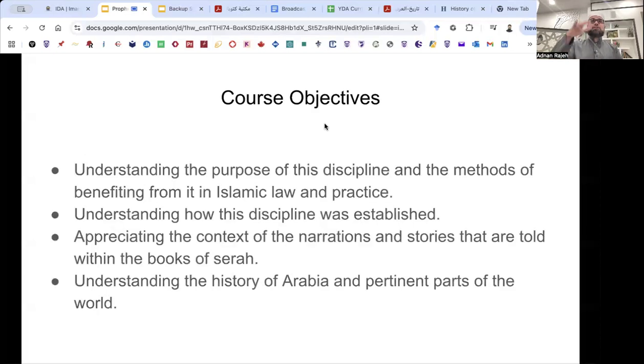So the objectives for this part are to understand the purpose of the discipline of Sirah, the methods it uses to benefit Islamic law and Islamic practice, how the discipline was established, because that's very important, understanding the context of the narrations and stories told within the books of Sirah, and then understanding the history of Arabia and pertinent parts of the world that matter to the story.